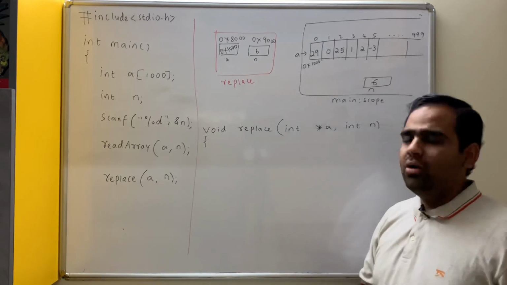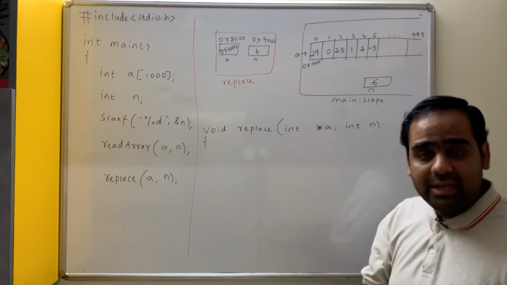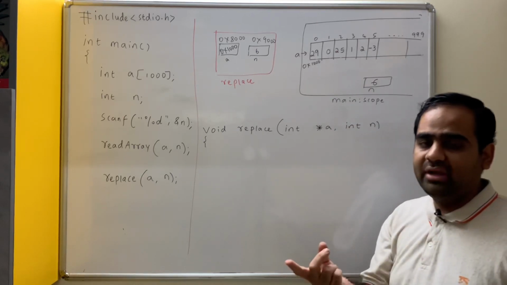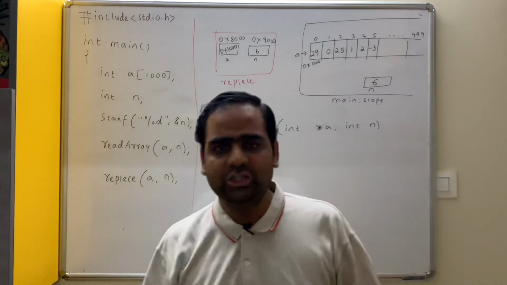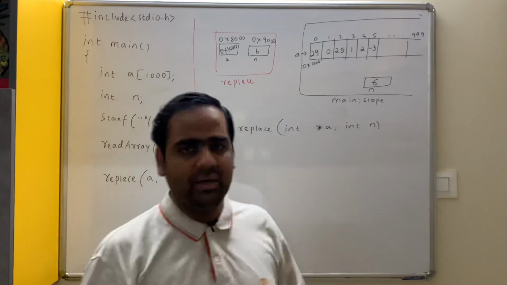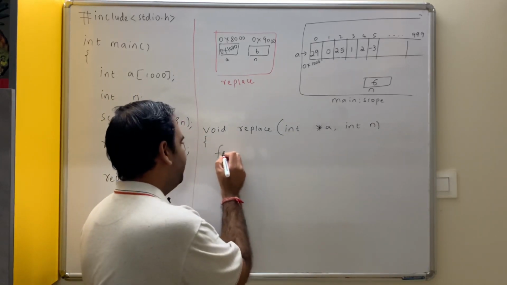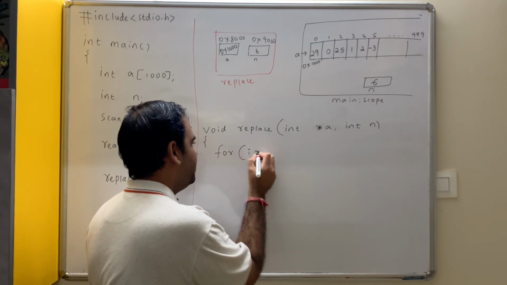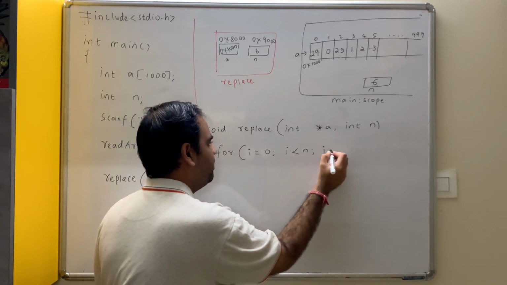What should we do now? We should take each element of the array and check if it is prime. If it is prime, replace that element by 1, and if it is not prime, replace that element by 0, and if the number is neither prime nor composite, replace that element by -99. Now how do we take each element of the array? We say for i is equal to 0, i less than n, i plus plus.